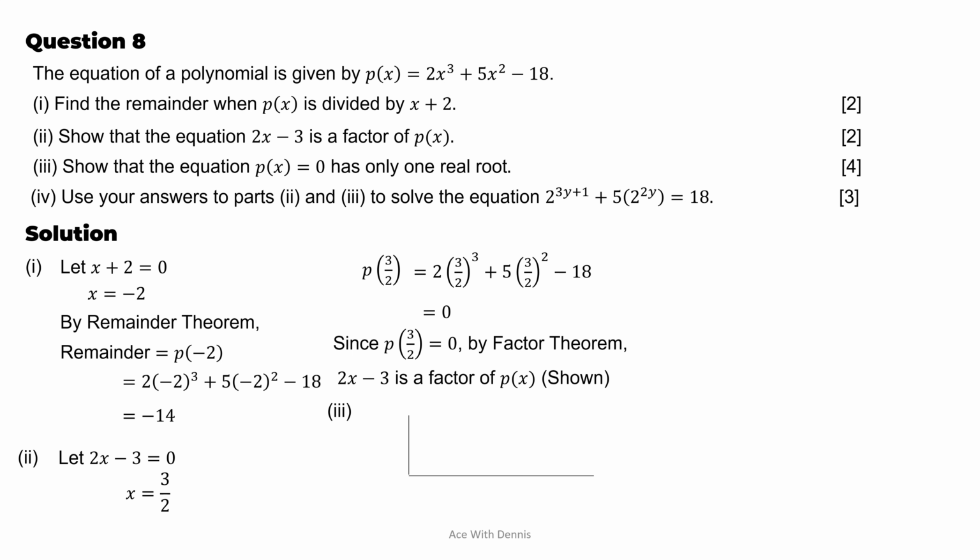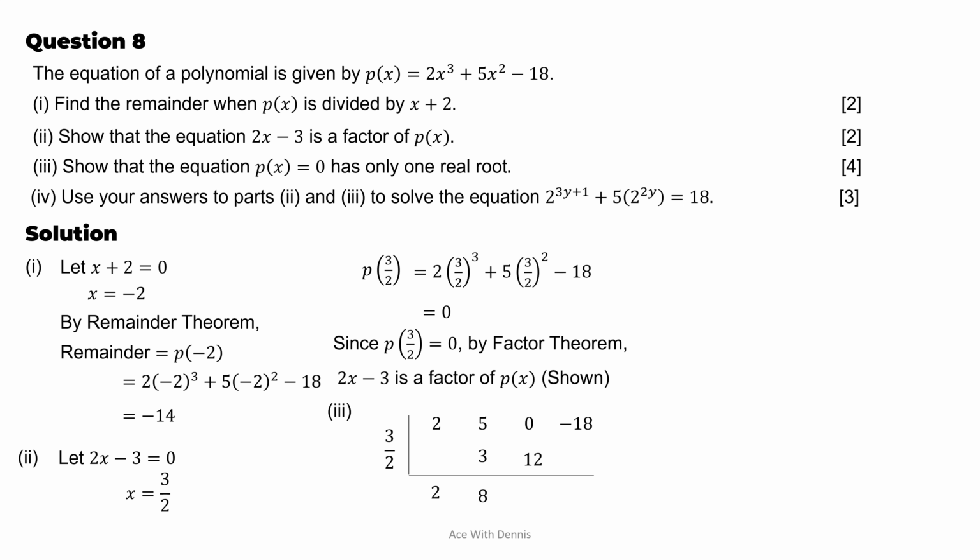First we draw this line, then we copy down the coefficients of p(x). The coefficient of x cubed is 2, the coefficient of x squared is 5, the coefficient of x is 0, as in this equation we don't see the x term, and the constant term is negative 18. Here is 3 over 2, then we copy down the 2 here. Next, 3 over 2 times 2, we get 3.